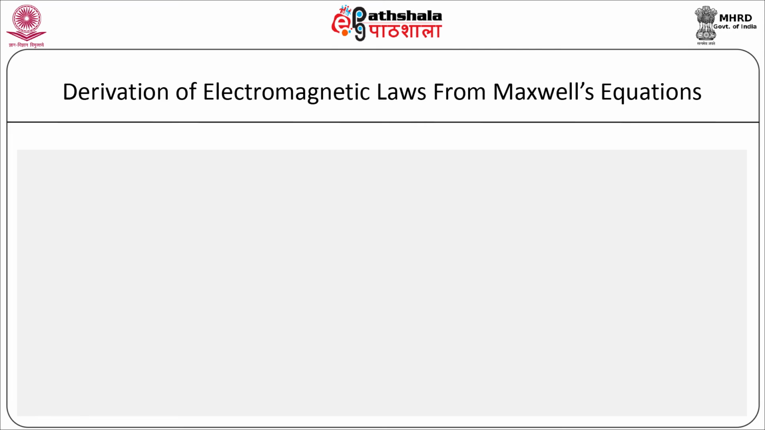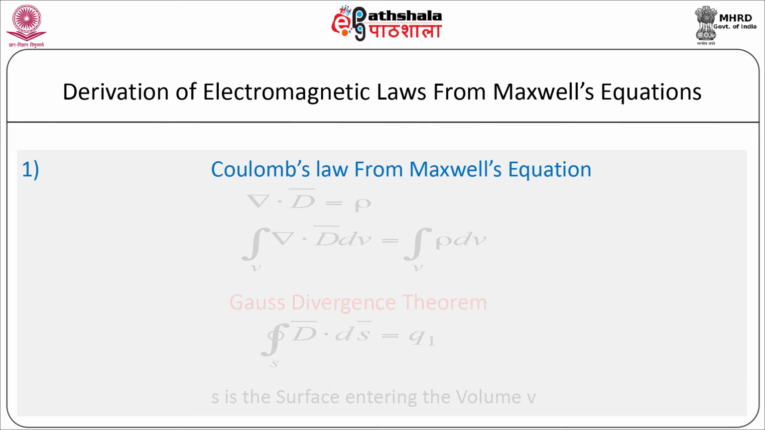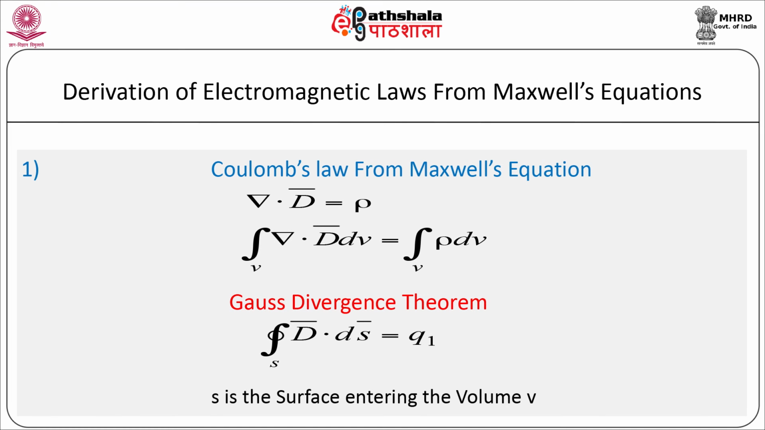As stated earlier, we can derive the laws of electromagnetics using Maxwell's equations. As an example, let us see how Coulomb's law can be derived from Maxwell's equations, namely del dot D equal to rho. Integration over volume V followed by the use of Gauss divergence theorem yields the result integral D dot ds over the closed surface S is equal to Q1.